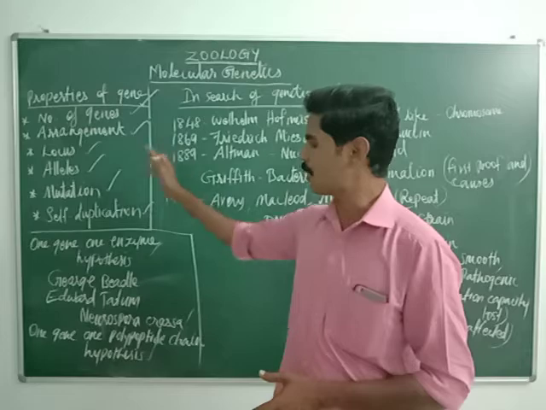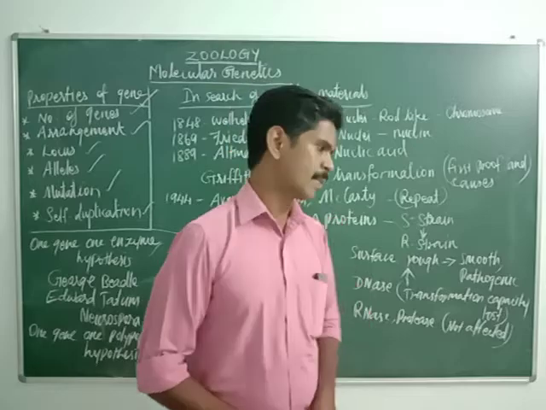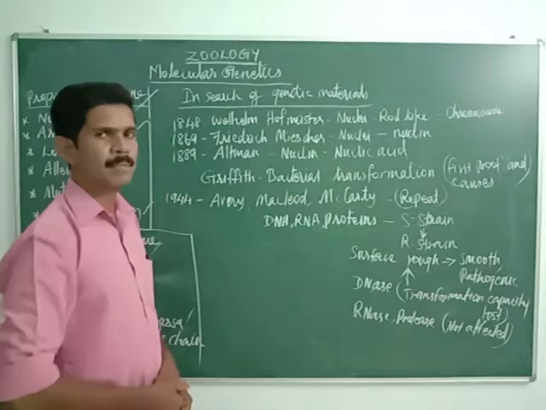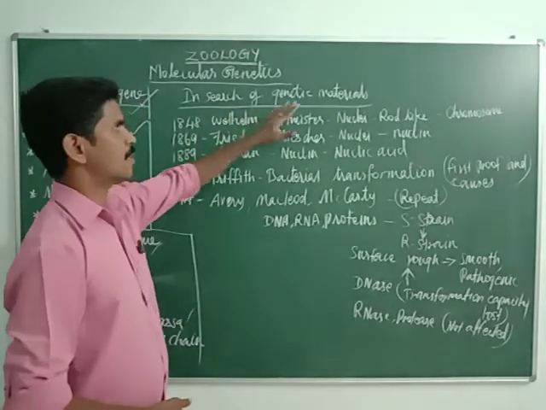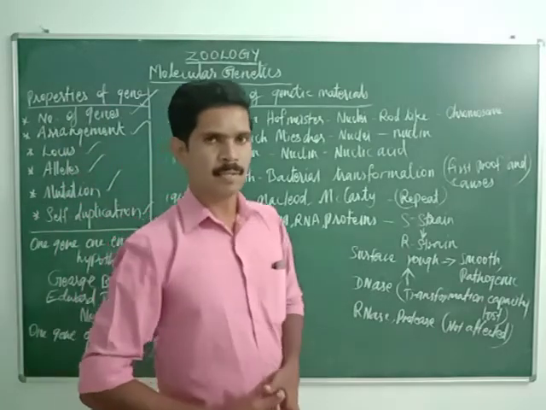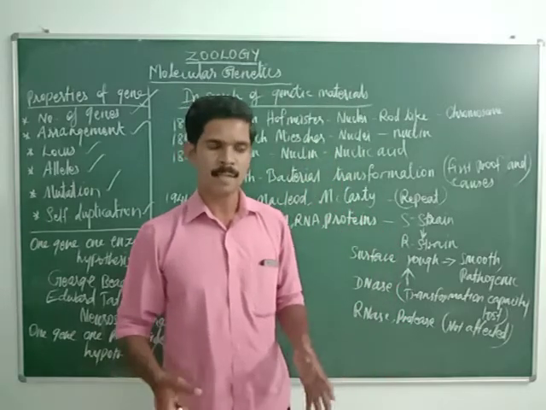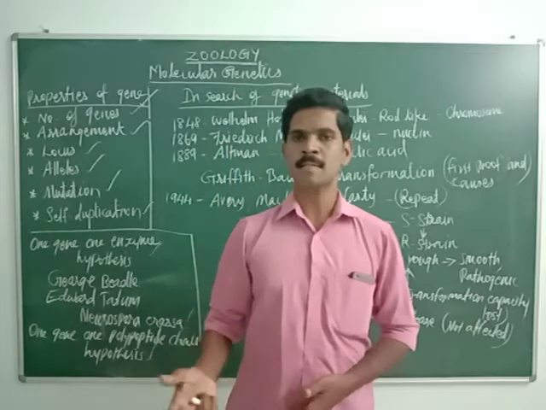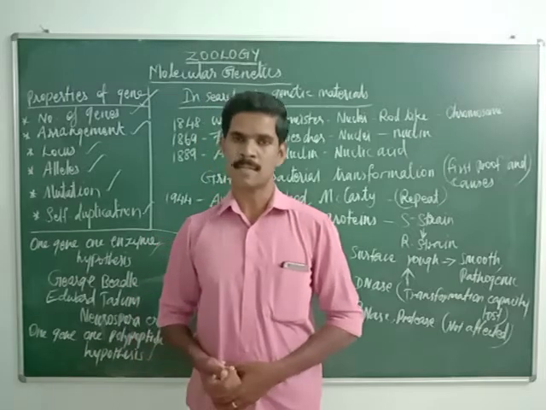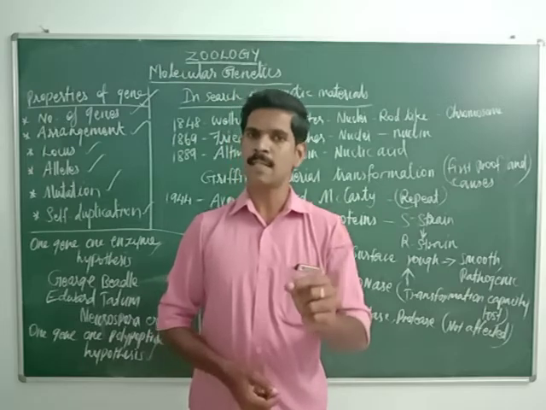So hope you understood one 5-mark question and two 2-mark questions. Then the next topic is in search of genetic material. Many experiments were conducted by many scientists to find the genetic material of living organisms. Some scientists said DNA is the genetic material. Some said RNA is the genetic material. Some said protein molecules are the genetic material. In this topic we are going to study how DNA is the genetic material.